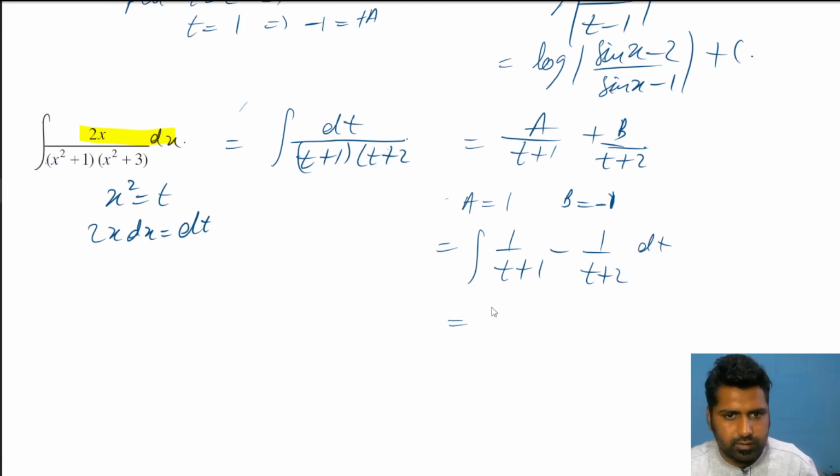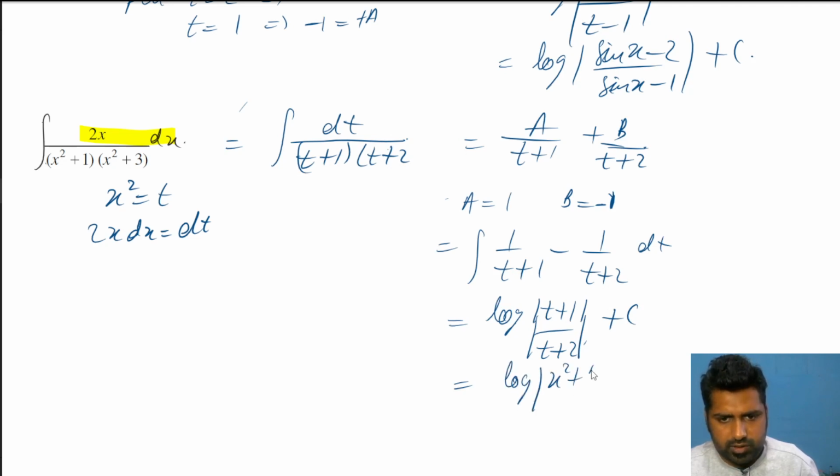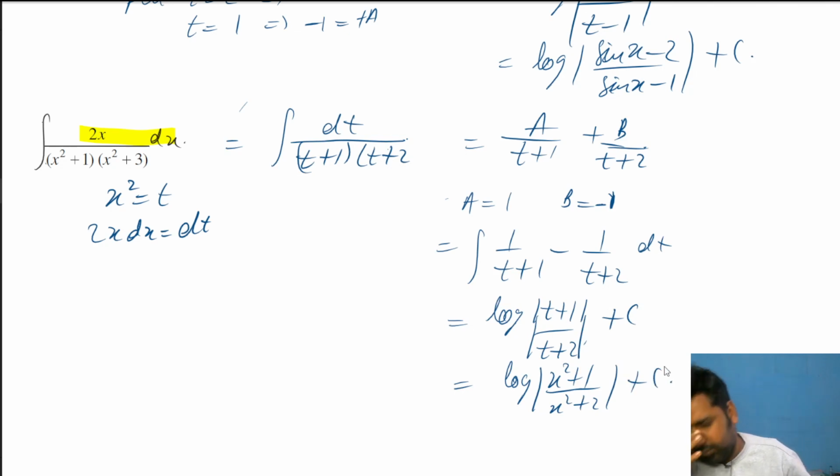It's generating. Okay. So integration is log t plus 1 minus log t plus 2, so log of t plus 1 upon t plus 2 in the mod plus c, and t was x square. So log mod x square plus 1 upon x square plus 2 plus c. Okay. Done with this.